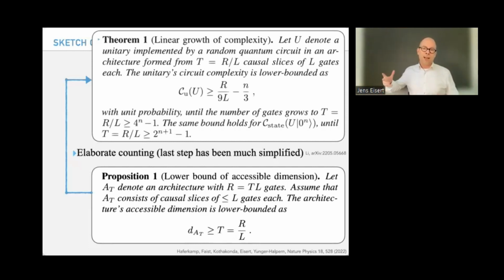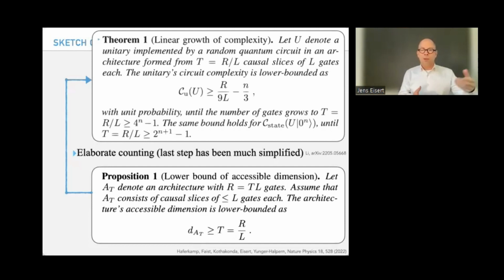In other words, there is a linear growth of the complexity, and that's not a counting argument, although at the end there is a counting argument, but this is like a rigorous proof that for random quantum circuits in this way, there is a linear growth of the circuit complexity. So the same bound holds for the state complexity in the same way. So the state complexity would also grow linearly in time until a time that's exponential in the depth. So that's, again, a proof of this conjecture.